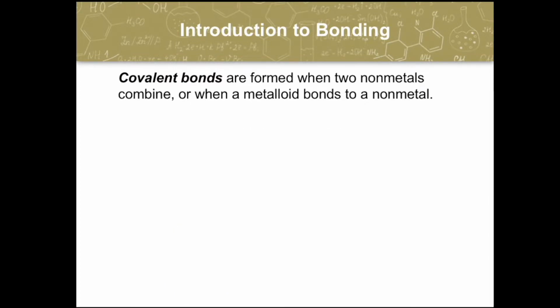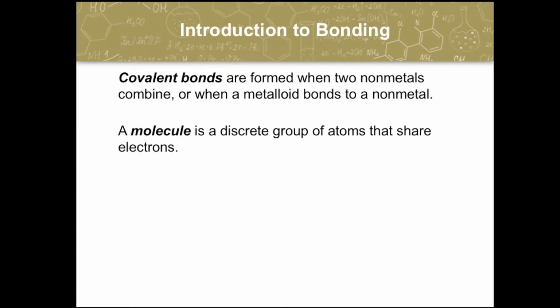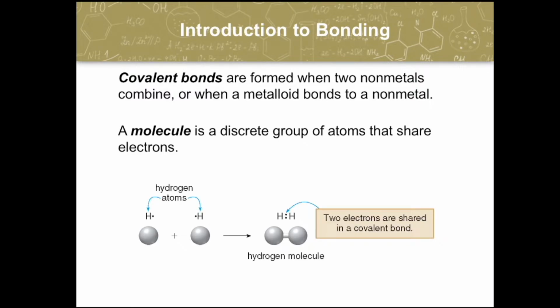Now, covalent bonds, on the other hand, are formed when two nonmetals combine or when a metalloid bonds with a nonmetal. So in here, a molecule is formed, which is a discrete group of atoms that share electrons. Here's an example of a covalent bonding between hydrogen atoms. You have here two atoms of hydrogen forming a hydrogen molecule after sharing electrons.